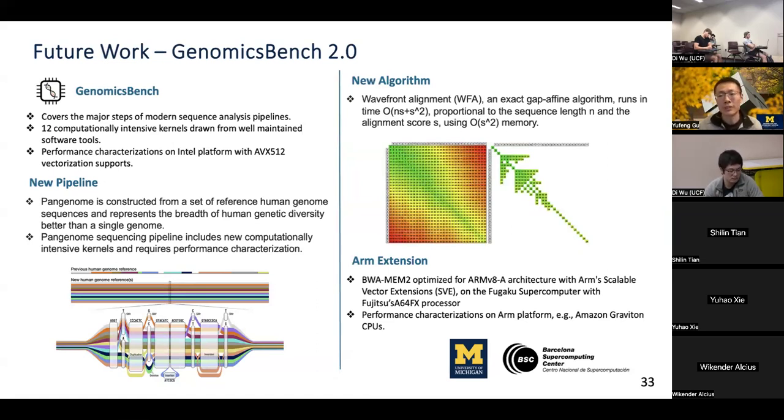And our previous hardware analysis focused on Intel-based hardware. And there are also some ARM-based profiles. So this is also an exciting ongoing project for the GenomicsBench extension.